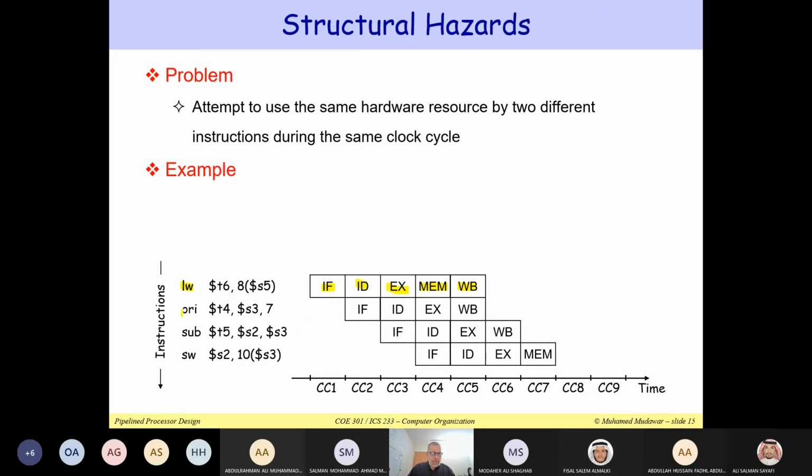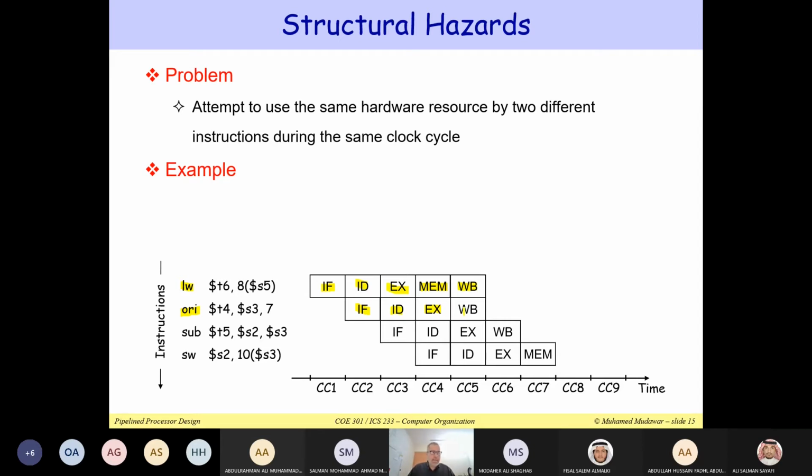In the case of the OR immediate, it has to be fetched. Notice the overlap. At clock cycle number 2, while we are fetching the OR immediate, we are decoding the load instruction, which is the previous instruction and is now in the second stage of the pipeline. So we decode, then we execute. Now there is no need for the OR immediate to use the memory stage.